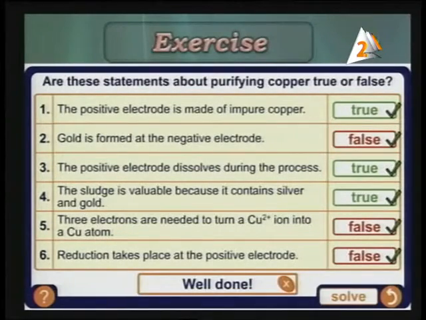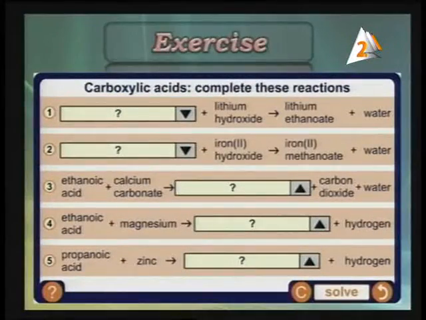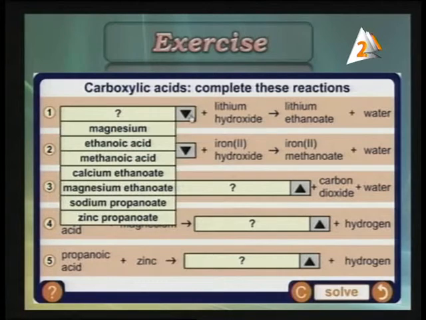After this one, we have another part of questions. It's about carboxylic acid. Carboxylic acid is a type of organic compound. Complete these reactions. So here we have lithium hydroxide that gives us lithium ethanoate and water. So hydroxide, and here we have ethanoate. Which one of these types of compound is that called?